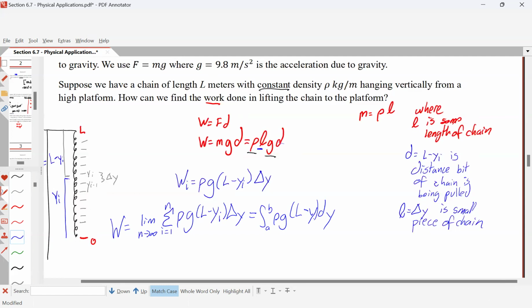In particular, this is for all of the chain being pulled up. We would say from 0 to L for all of the chain. From a to b gives us the chain in particular being pulled up, a small piece of chain. But there are other things we'll have to keep in mind that we're going to see in the next example.